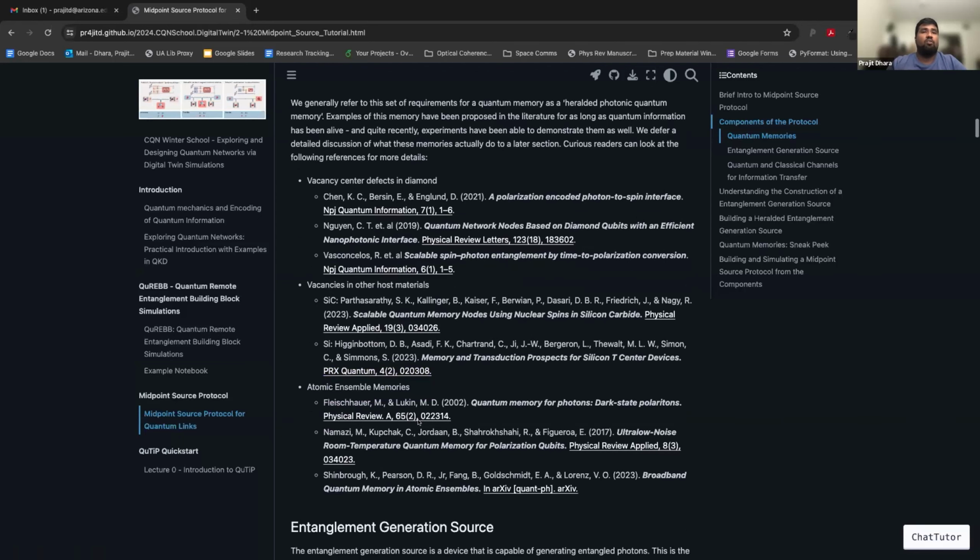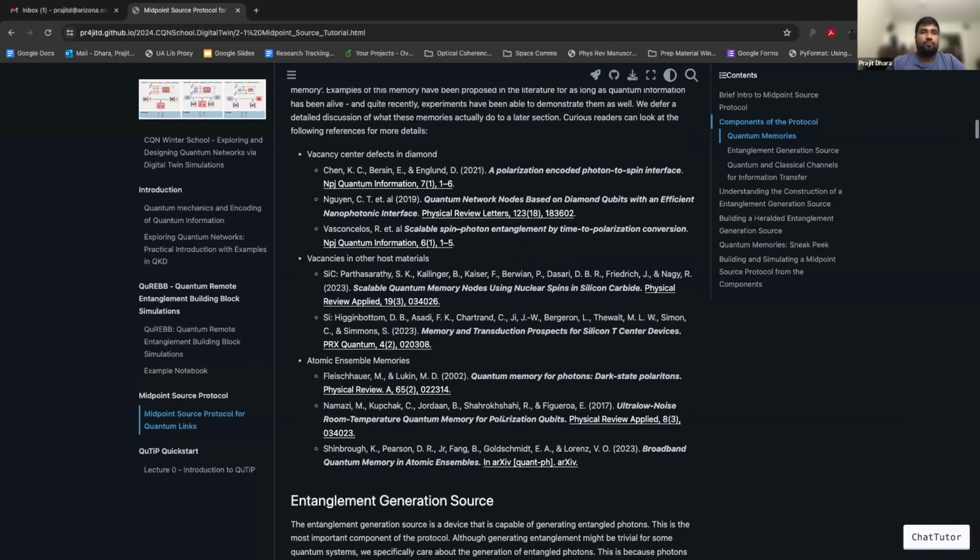You can also have ensembles of atoms that act as memories, although they have some limitations: they don't have that heralding trigger where, when you have received your photon, you can successfully say that you have received it.